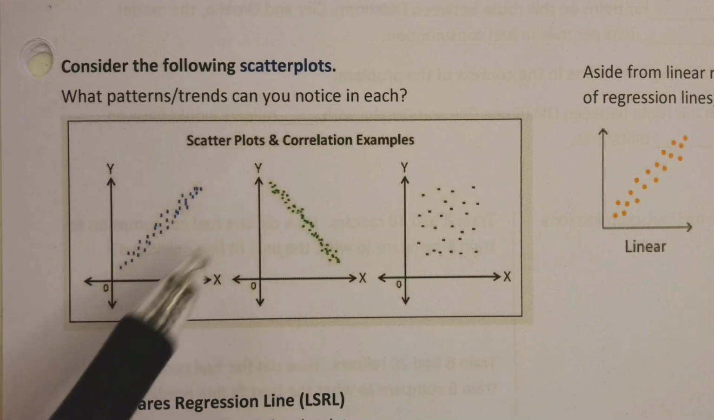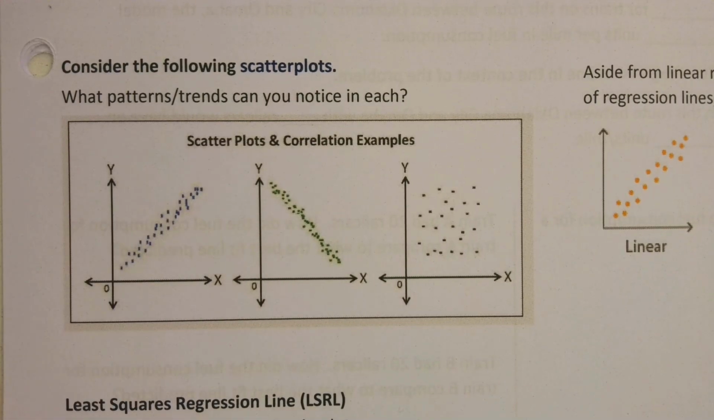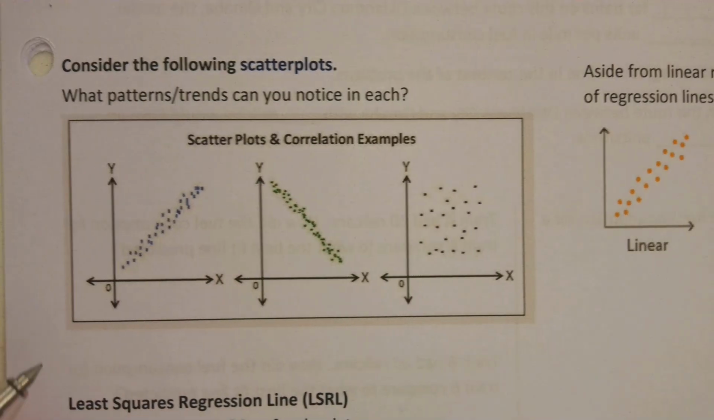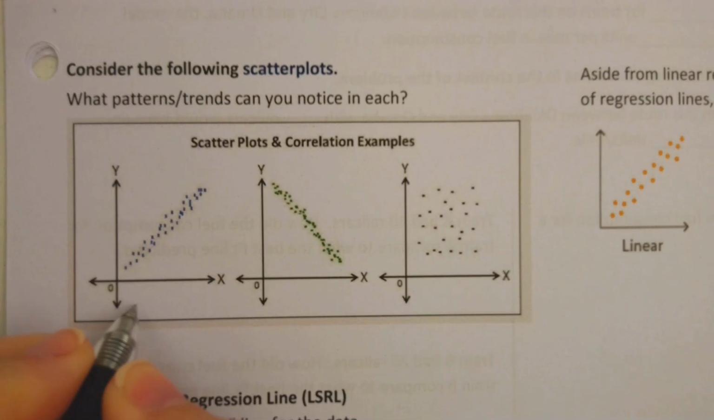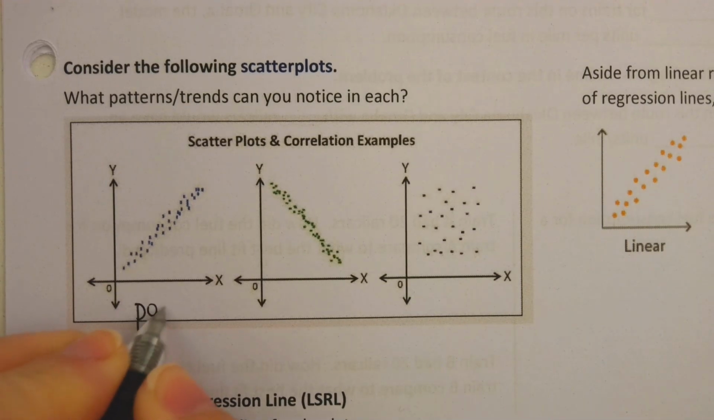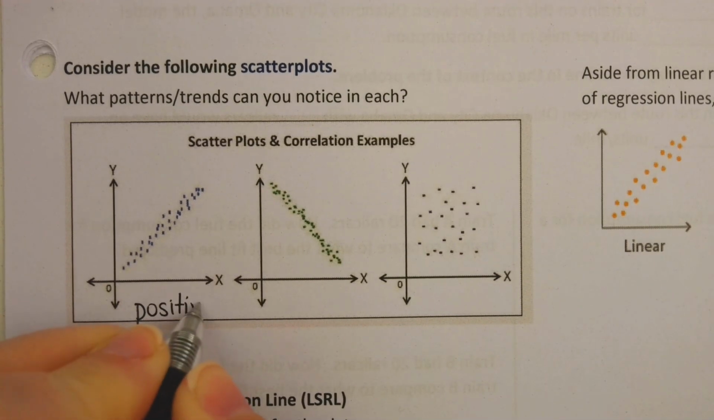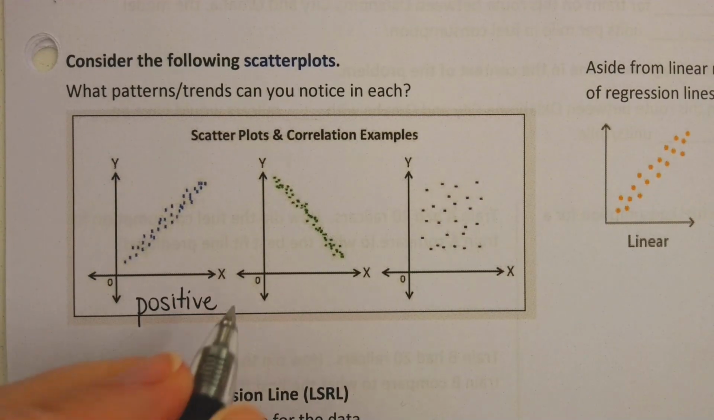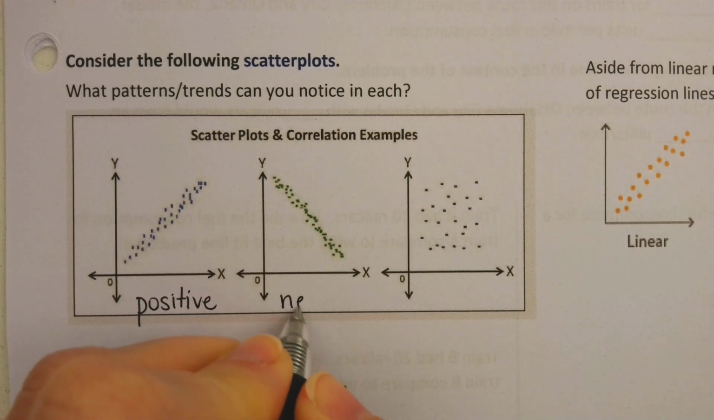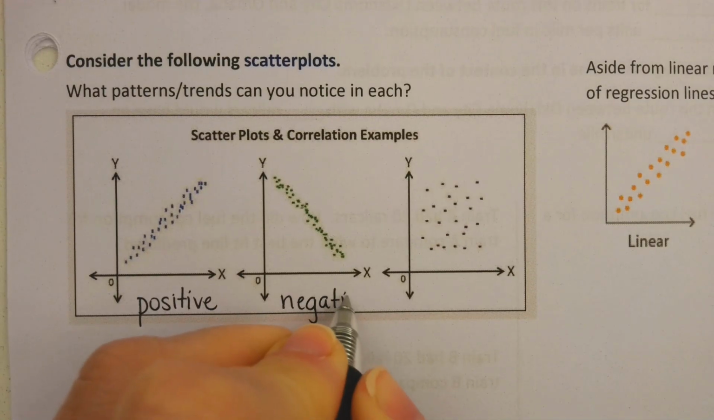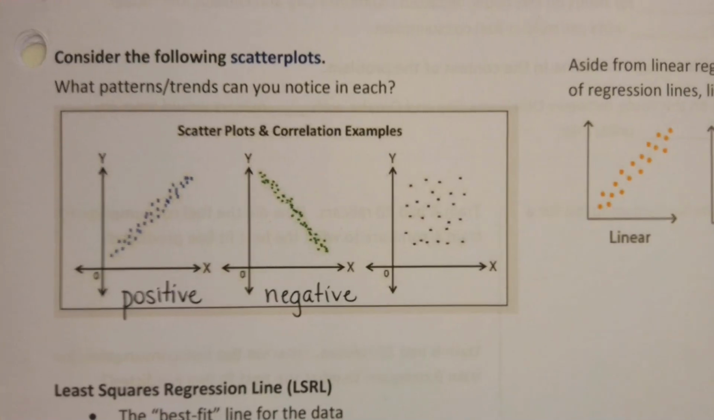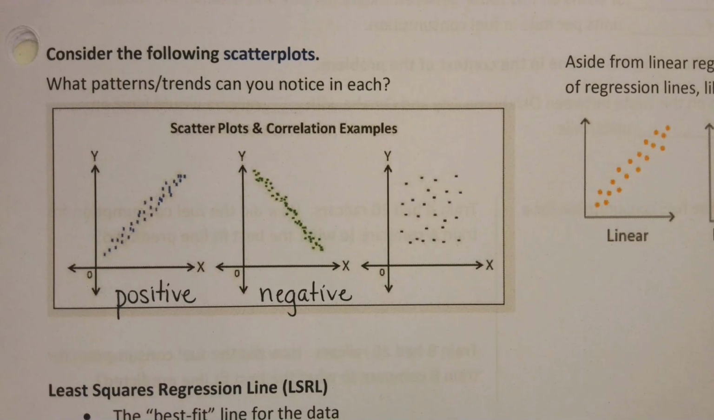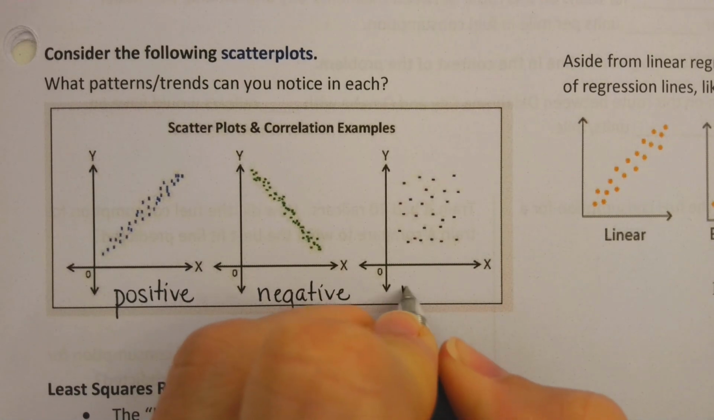Anyone remember what type of word we would use to represent this trend right here? This is a positive, yes, and probably a strong positive, yes. This one's definitely positive. What about the second one? Negative trend, probably a strong negative trend. Okay, and then what about the last one? No correlation, no trend. Those words are kind of synonyms of each other.